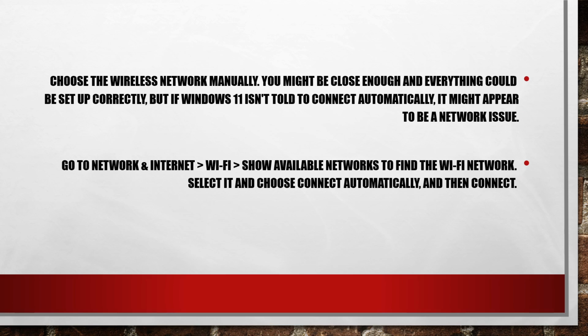Choose the wireless network manually. You might be close and everything could be set up correctly, but if Windows 11 is not told to connect automatically, it might appear to be a network issue. Go to Network and Internet, then Wi-Fi. Show available networks to find the Wi-Fi network. Select it and choose Connect automatically and then connect.